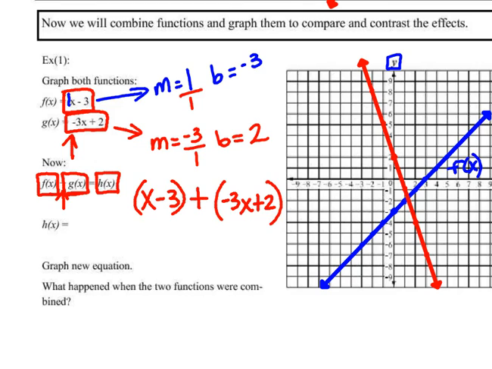Now, this is where it gets a little tricky, folks. Is there anything on the outside of this parenthesis? No. So that's not going to change it. So that's just x minus 3. And is there anything in front of this parenthesis? It's just a plus. So that means everything's going to stay the same. So that's going to say negative 3x, and that's going to stay a plus 2. Because that's plus, I'm just adding what I see.